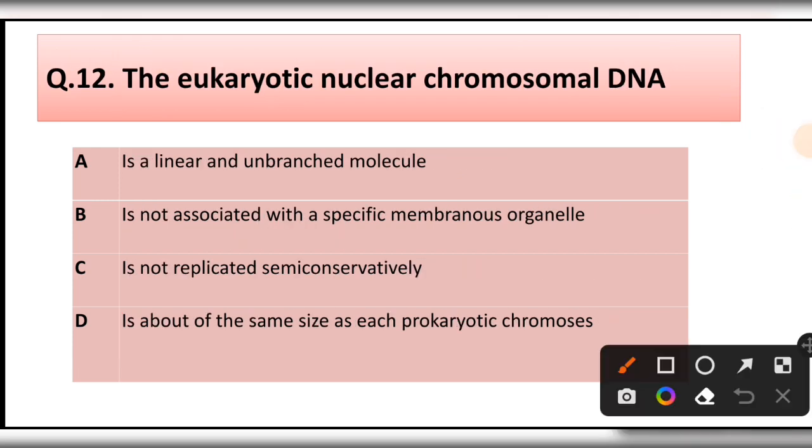Question 12. The eukaryotic nuclear chromosomal DNA is a linear and unbranched molecule, is not associated with specific membrane organelle, is not replicated semi-conservatively, is about the same size as each prokaryotic chromosome. Correct answer is option A, is a linear and unbranched molecule.